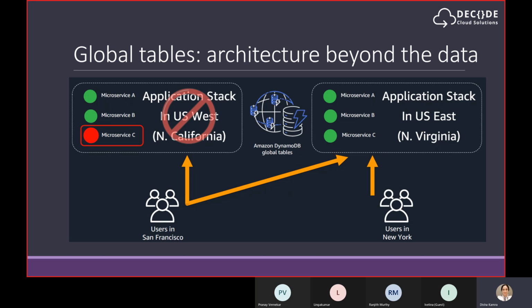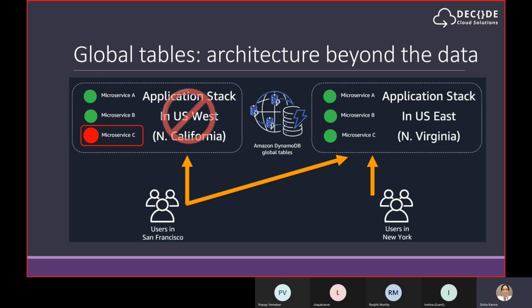They decide to operate in both US West 1 and US East 1 to give the lowest latency for users on both coasts, to allow for continued service should there be an impact on one of the microservices in either region. So everything looks good here, but then something goes wrong in microservice C within US West 1. That might be due to a regional problem in one of the AWS services.